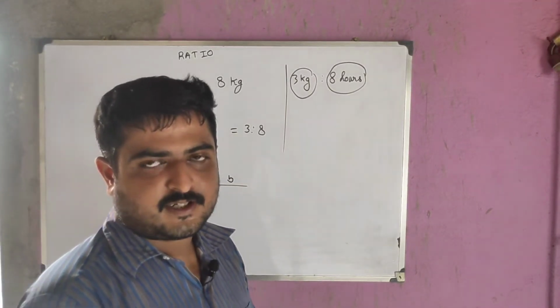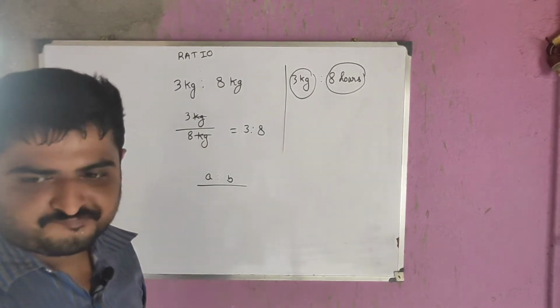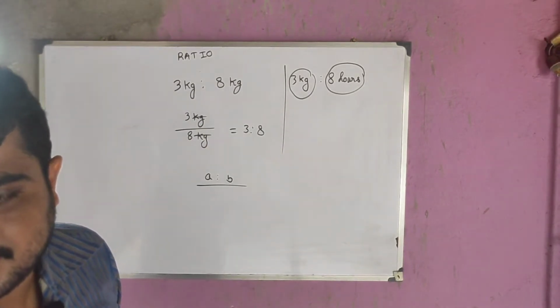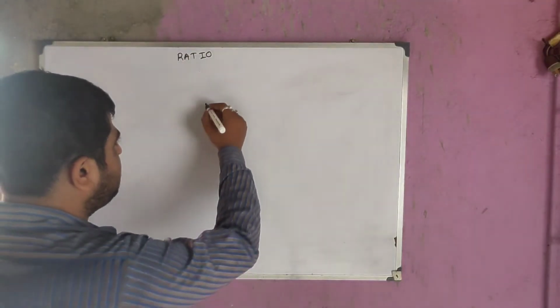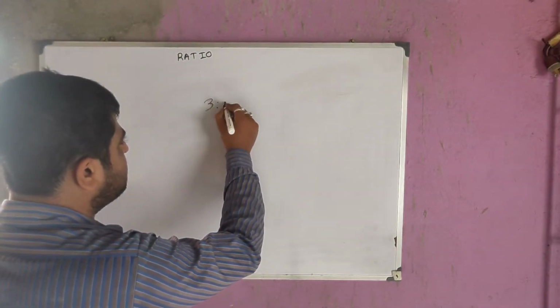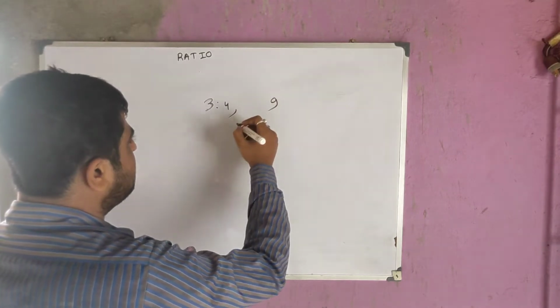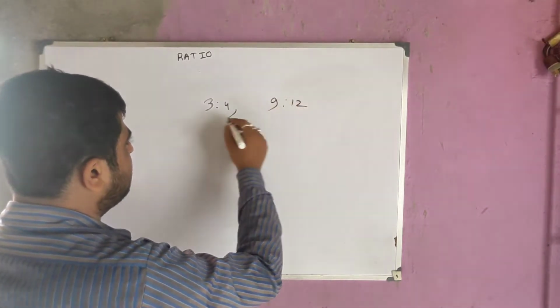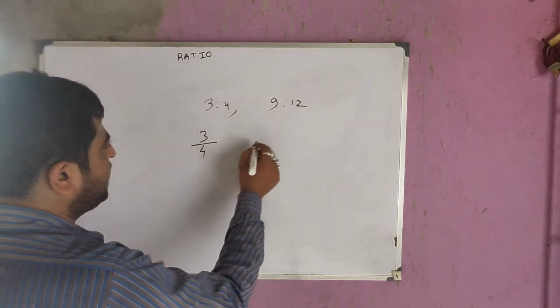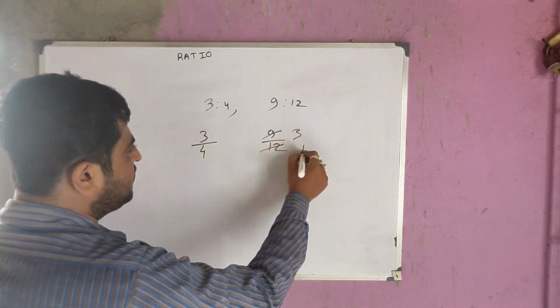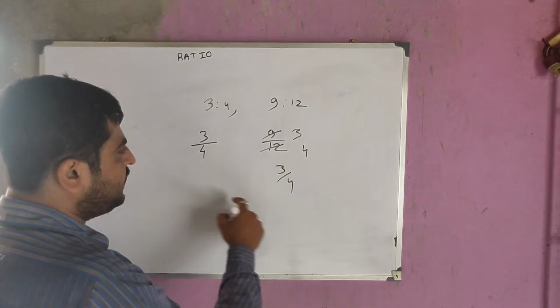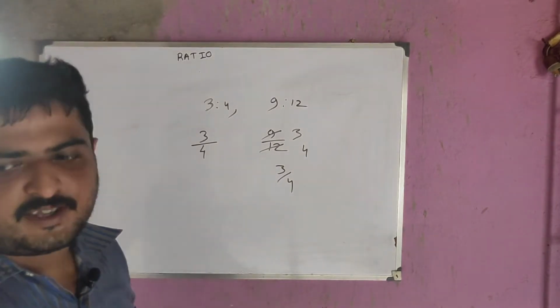Next, say one ratio is 3:4 and another ratio is 9:12. So what is the value of the two fractions? The value of both fractions is 3/4. Then these two ratios are called equivalent ratios.